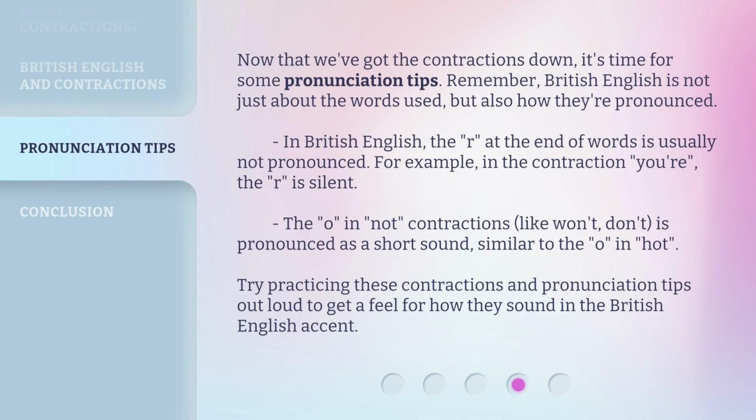Now that we've got the contractions down, it's time for some pronunciation tips. Remember, British English is not just about the words used, but also how they're pronounced. In British English, the R at the end of words is usually not pronounced. For example, in the contraction your, the R is silent. The O in not contractions, like won't and don't, is pronounced as a short sound, similar to the O in hot.